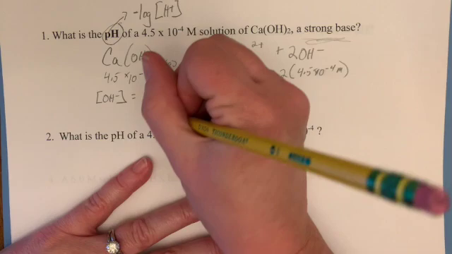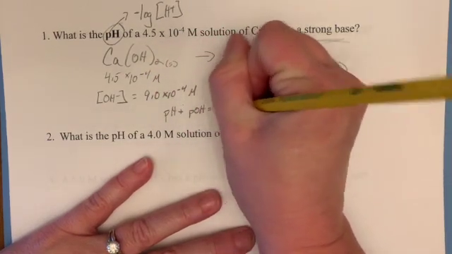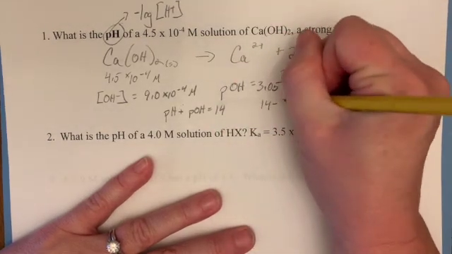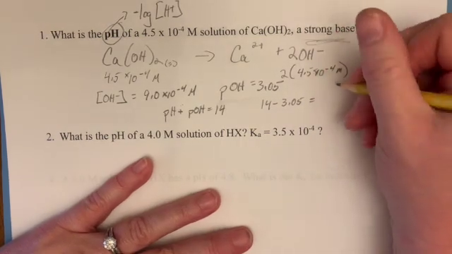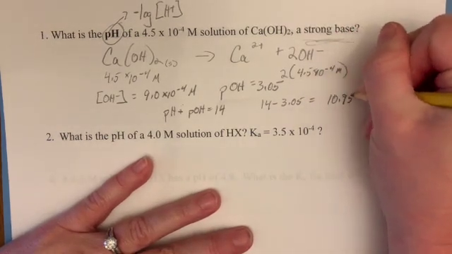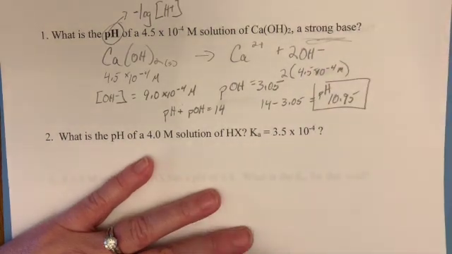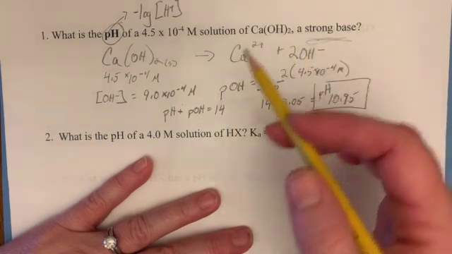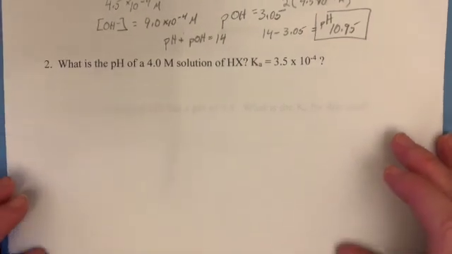What's really nice is if you recall, pH plus pOH will always give you the value of 14. So if I go 14 minus 3.05, that is going to give me a pH, and my pH is 10.95. And that is the final answer to my question. Again, you certainly could have used Kw, find the hydrogen ion concentration, and then taken the negative log of that. You should get the same answer.